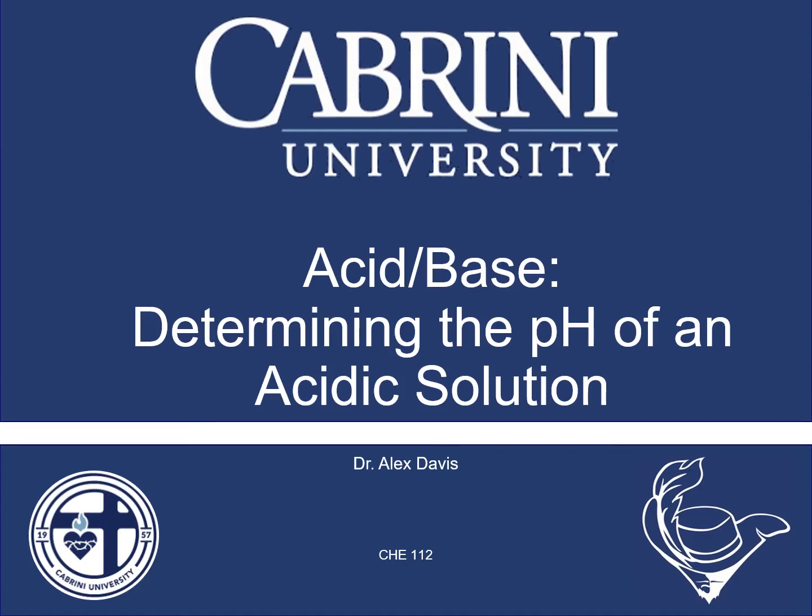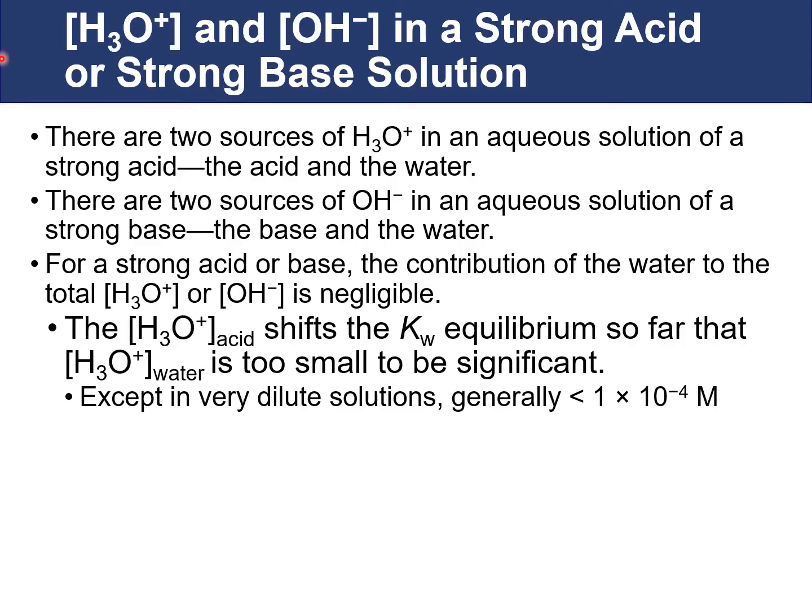In this video, we will discuss how to determine the pH of an acidic solution and some of the assumptions that are used in making those calculations. The way that we determine the hydronium ion concentration and the hydroxide ion concentration for strong acids or strong bases is fairly easy. Essentially, there are two sources of hydronium ions in an aqueous solution when we're adding in a strong acid. The acid provides some and water provides some through autoionization.